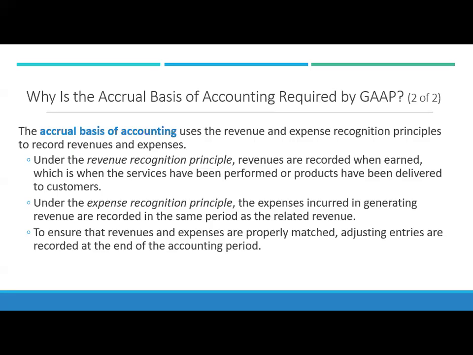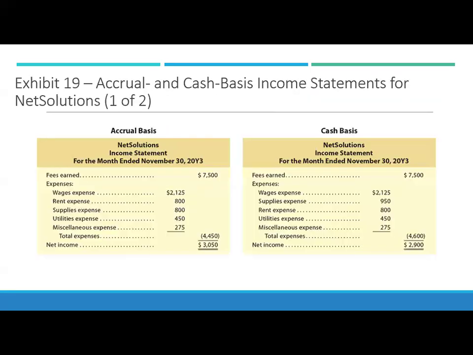And we're going to look at an example of what could happen if this was not the case. So here we have the November income statements for Net Solutions. One is accrual basis, one is cash basis. We notice the cash basis net income is 2,900. It's just slightly less, and that's because the only difference here is supplies expense is $150 more.